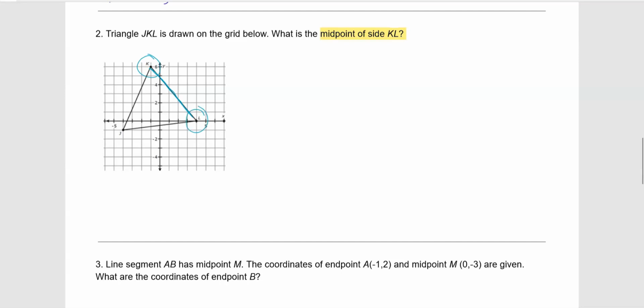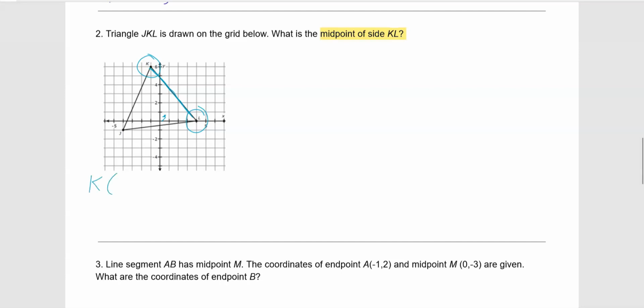Now, many of your answers, guys, were points that were not even on this line or anywhere on this triangle. For example, several people put 0.5, 0.5. That's right here on the grid, in the middle of the triangle. You were looking for the midpoint of this line that I have sketched in blue here.